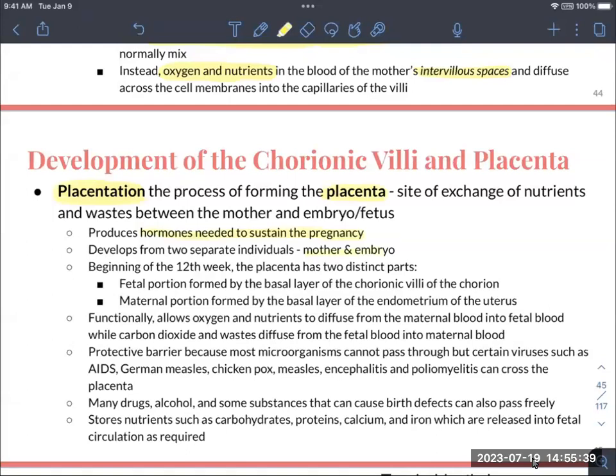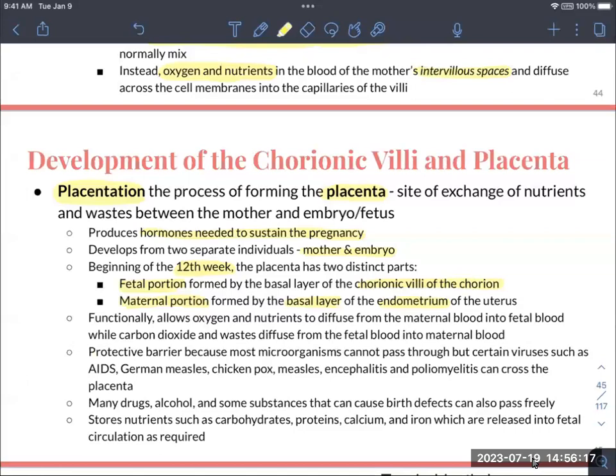It's what separates the mother and that embryo from each other, and it starts developing at about that 12th week. We have the fetal portion, and this is these layers of the chorionic villi of the chorion, and then we have the maternal portion, which is the bottom, that basal layer of that endometrium. And this is the area where we allow different nutrients to move across this membrane to exchange things out.